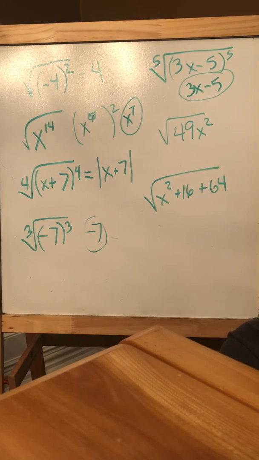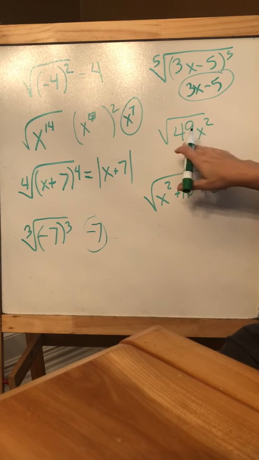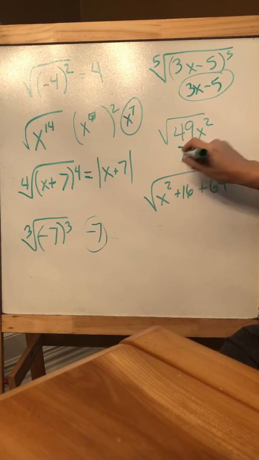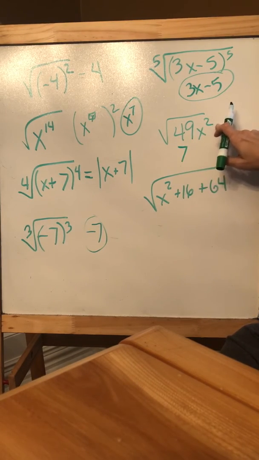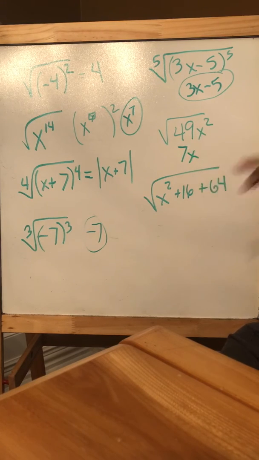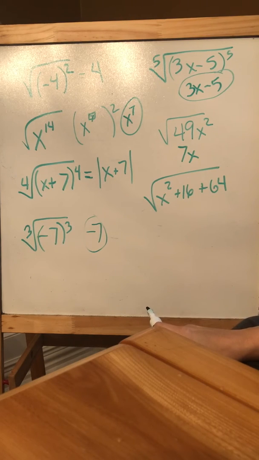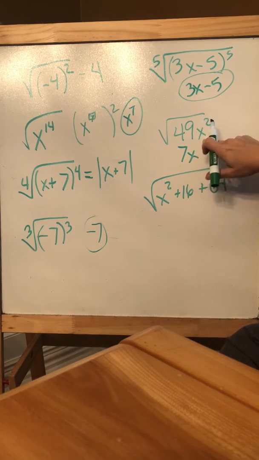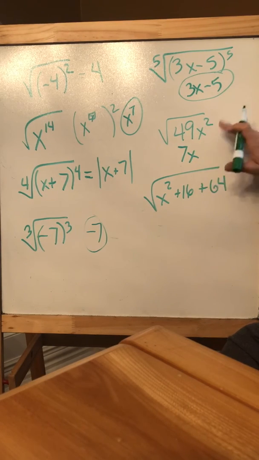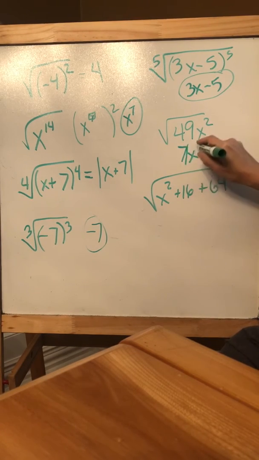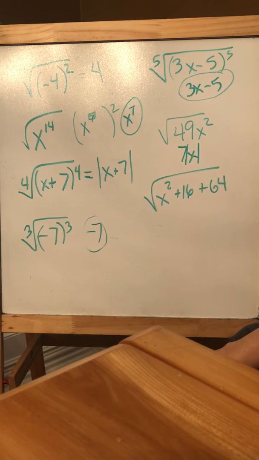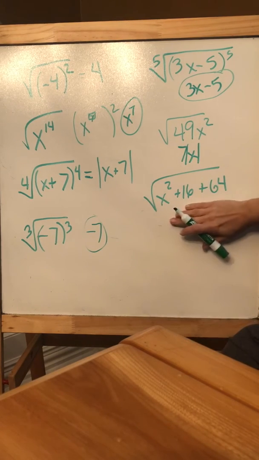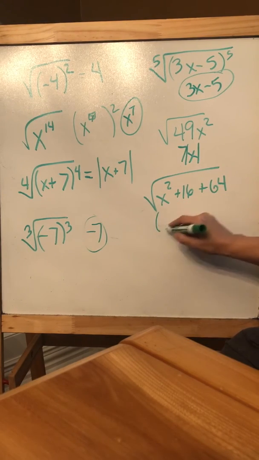How about this one? Okay, approach each section separately. Here we have 7 and the square root of x squared is just x, so 7x. Now, let's look at it again. Could this be a positive or a negative number? It could be both. We don't know which one it's going to be, so you need to add those absolute value signs around there.